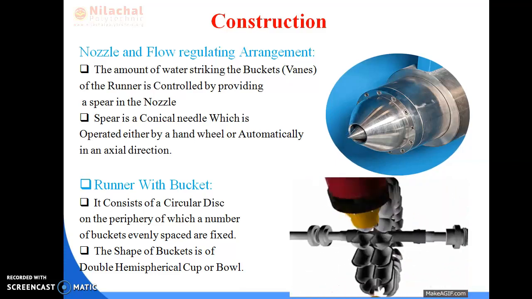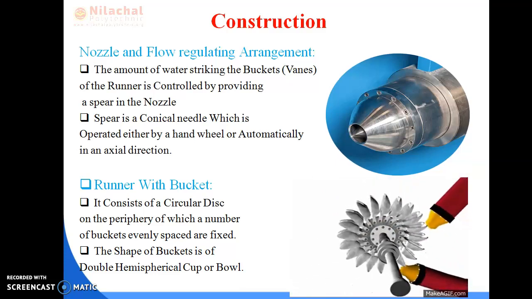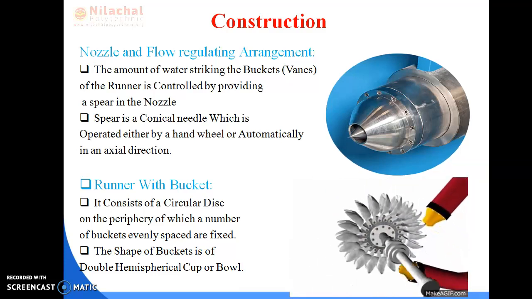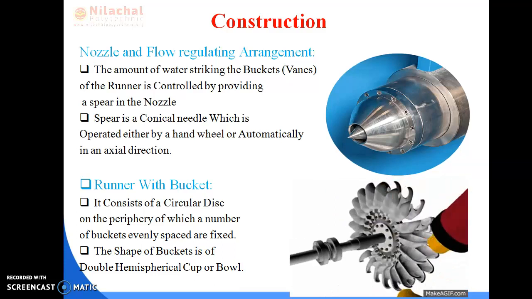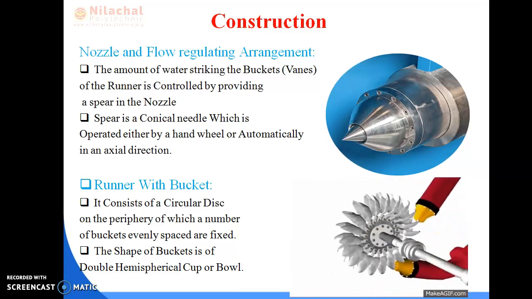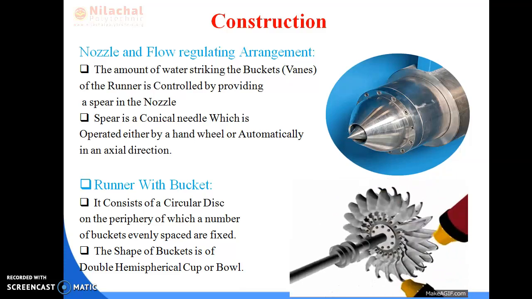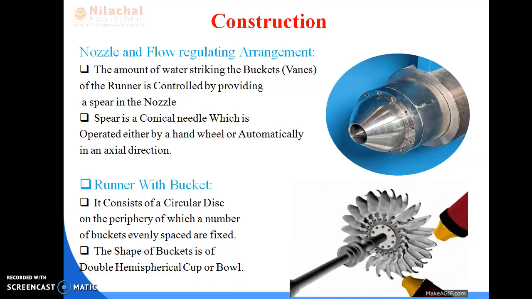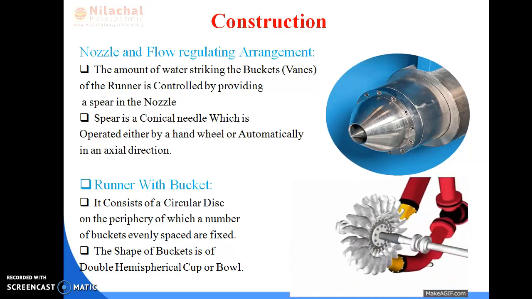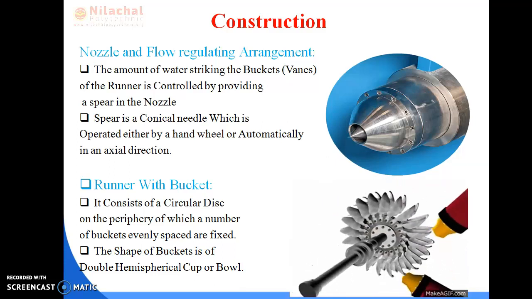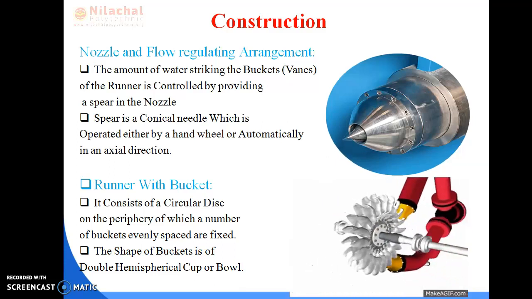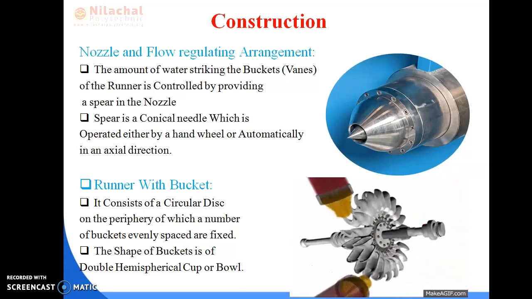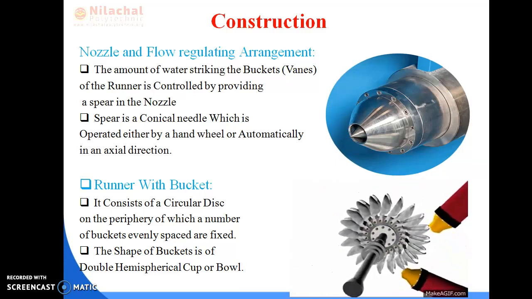When water strikes the splitter, the water flows through the hemispherical cups and then moves out of the bucket. While the water is moving over the bucket, by means of its kinetic energy, the bucket will be moved. The bucket is fixed with the runner, so the runner will rotate, and the runner is attached to the shaft. So by means of the runner motion, the shaft rotates and you get mechanical power.